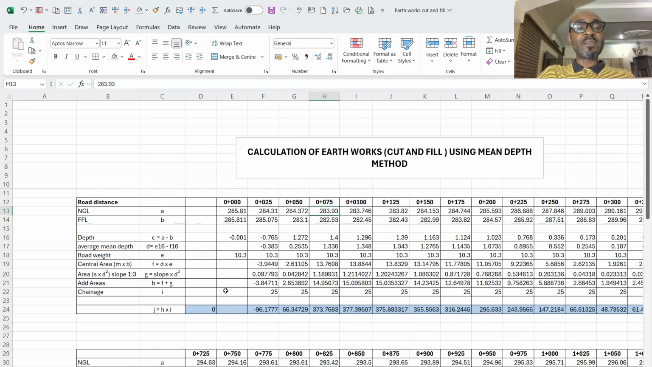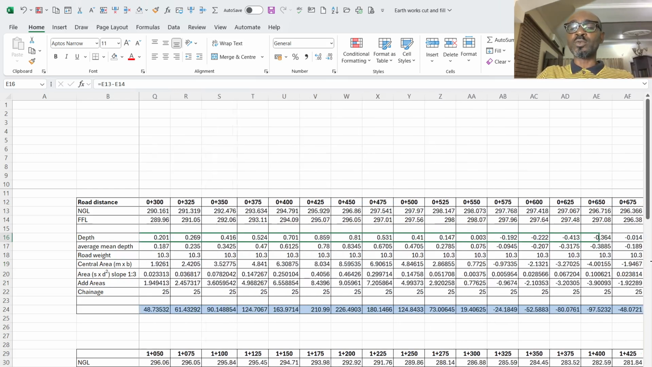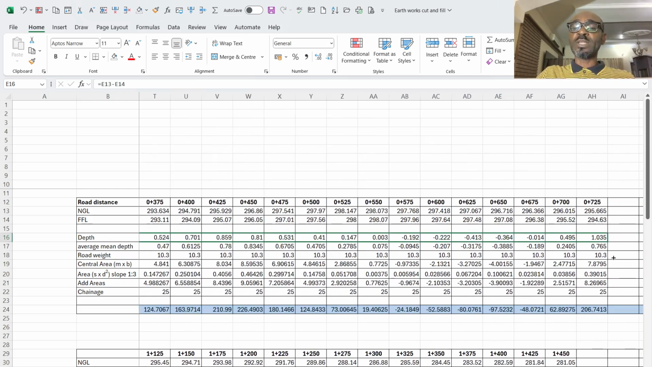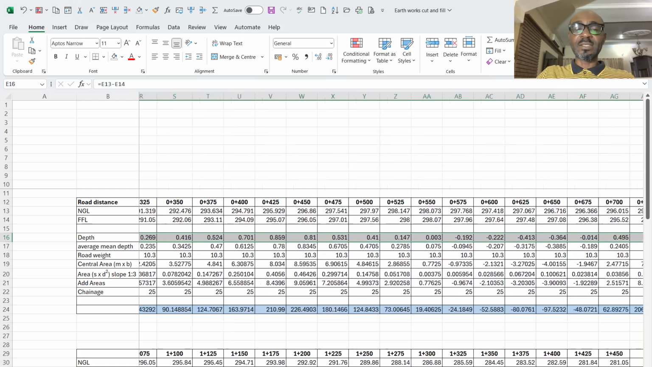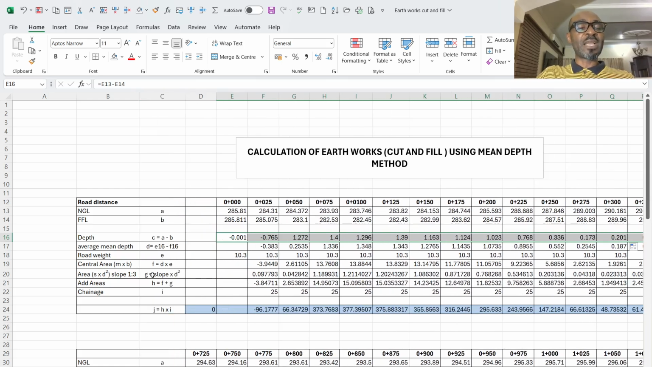So having said that, first I've gotten my depth. Like I said, the first is to get your depth, which I did. I said natural ground level minus formation level gives me this depth. So after getting this, what I need to do is to drag through to the end where I have my readings.